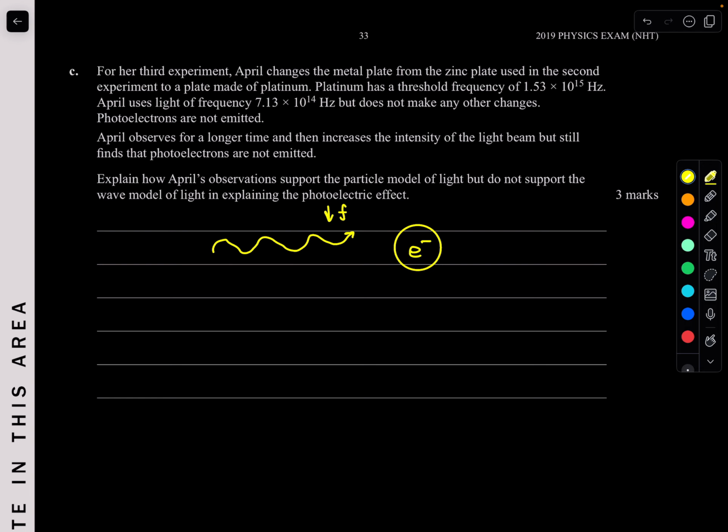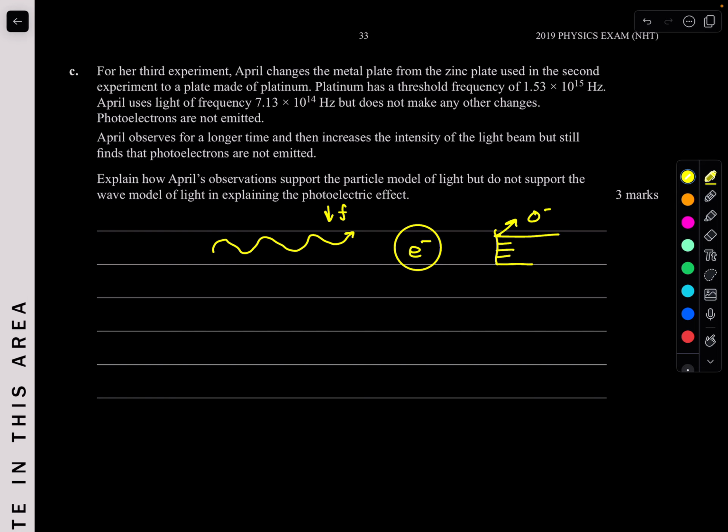that having a low frequency and leaving it for a long period of time would gradually let the electron absorb the energy until it overcomes the work function and is released, which is wrong. That's not how it works, because there is a threshold frequency. That's what she's basically thinking.